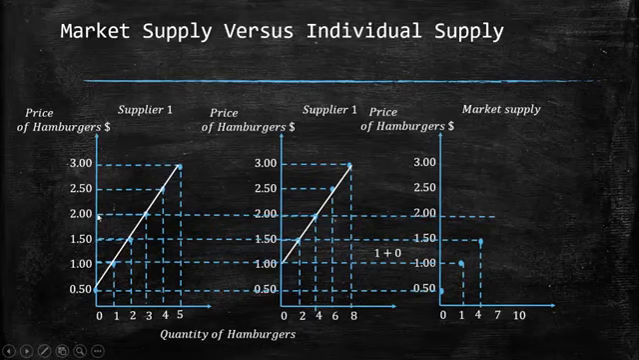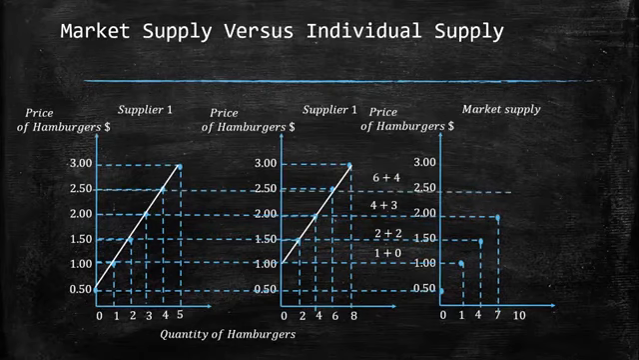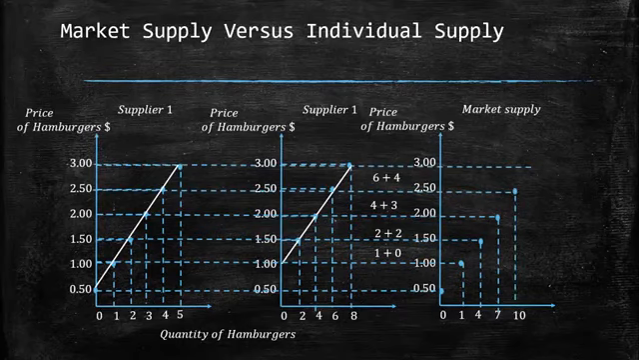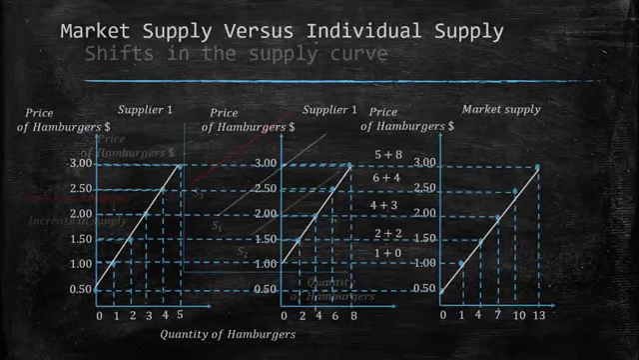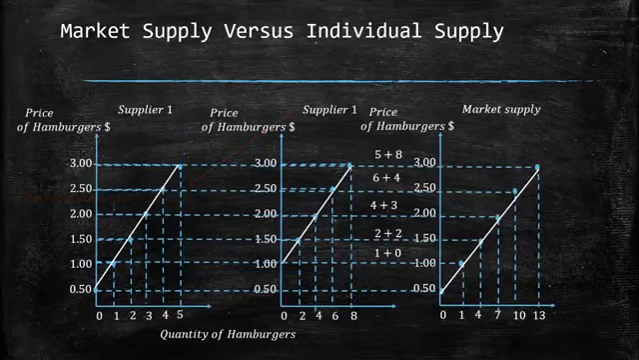For the price of 2, it's going to be 3 for supplier 1 and 4 for supplier 2, so it's going to be 7. For the third case, it's 6 for supplier 2 and 4 for supplier 1, so it's going to be 10. And the last one, at the price of 3, there are going to be 13 units supplied in the market. So this one is the market supply.